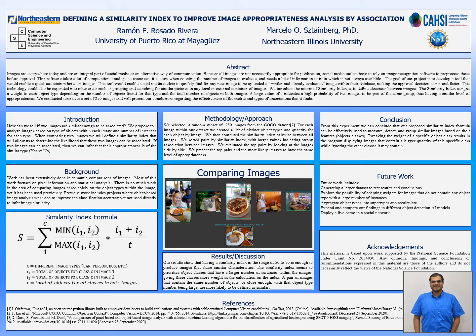Some other future work is to aggregate object types into supertypes and recalculate. This will mean, for example, creating a class of vehicles that encompasses various objects like cars, buses, trucks, and then testing the similarity index in this new environment. We would also like to expand and compare our findings by using different object detection AI models. And finally, we would like to deploy a live demo of our system in a social network to see how it behaves in a real-world situation.